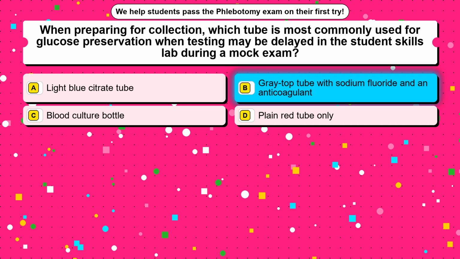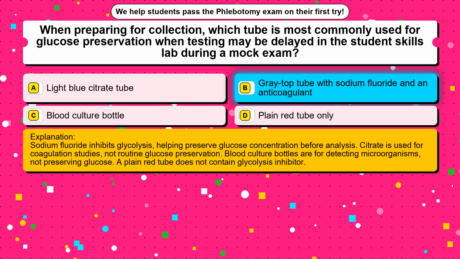Gray top tube with sodium fluoride and an anticoagulant. Sodium fluoride inhibits glycolysis, helping preserve glucose concentration before analysis. Citrate is used for coagulation studies, not routine glucose preservation. Blood culture bottles are for detecting microorganisms, not preserving glucose. A plain red tube does not contain glycolysis inhibitor.